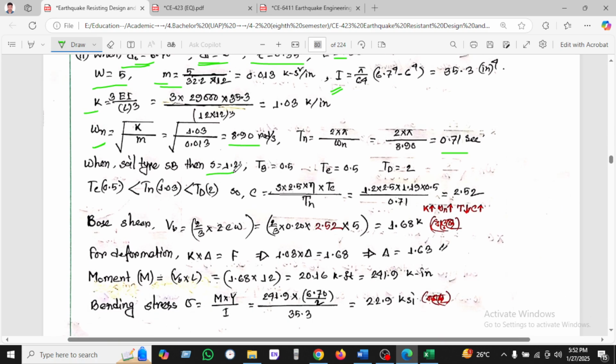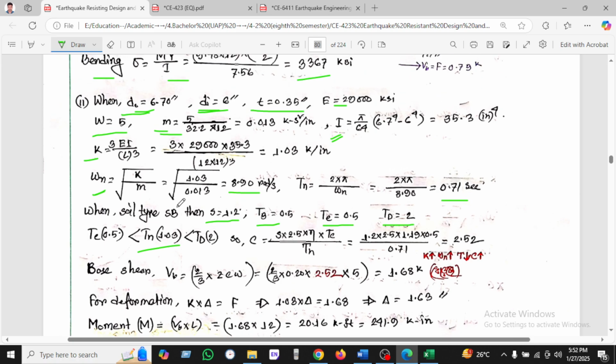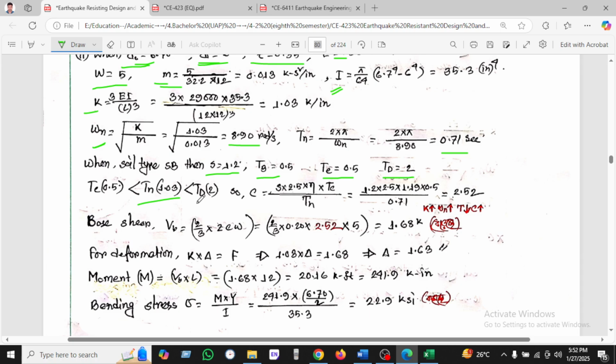As per the soil report, S equal to 1.25, TB equal to 0.50, TC 0.5, and TD equal to 2. Now we found Tn equal to 1.13, and it is between TC and TD, and found C value 2.29.